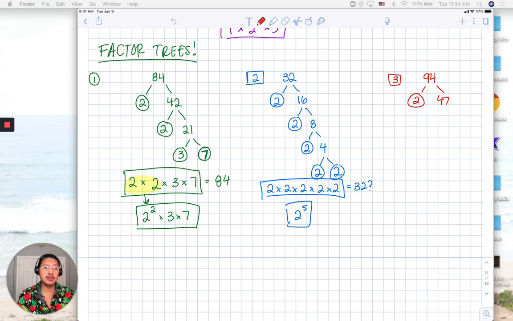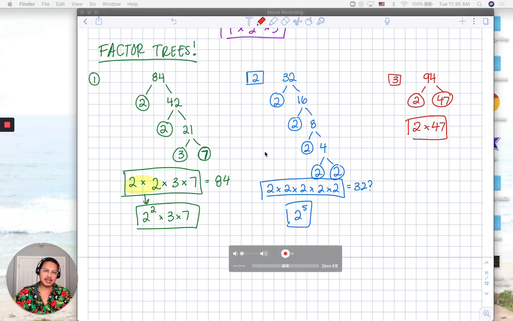Well, it's odd, so I know 2 is not going to work. Does 3 work? I don't think so. Does 4 work? Well, 4 times 12 is 48, so no. 5 doesn't work. 6 doesn't work. 7? 7 times 7 is 49. 8? 9? 9 times 5 is 45. Uh-oh. I think 47 is prime. That's because it is. So our prime factorization for 94 is just 2 times 47. And that's our answer.